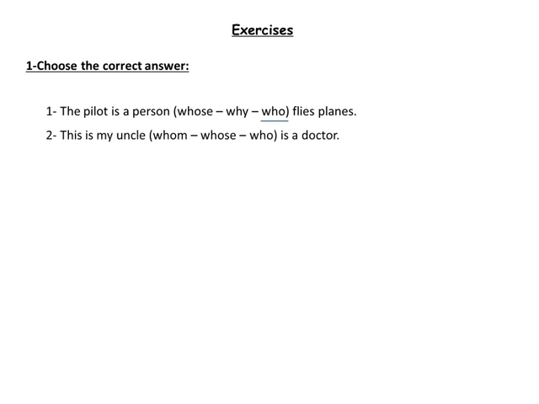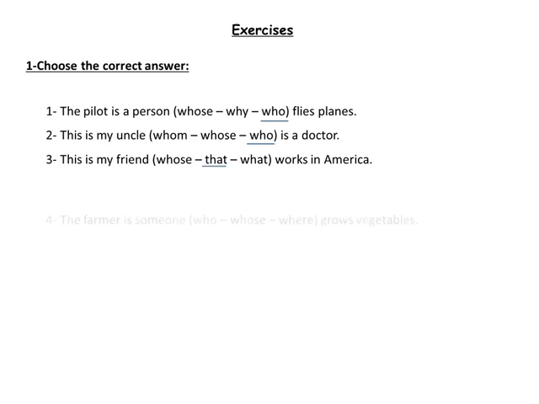Number 2. This is my uncle. I'm talking about my uncle. Who is a doctor. Of course, we use who is a doctor. Number 3. This is my friend. Who, that, what works in America. I am talking about my friend. I use who or, of course, that, okay, works in America.